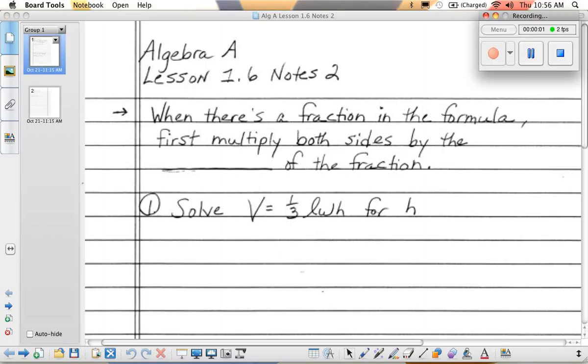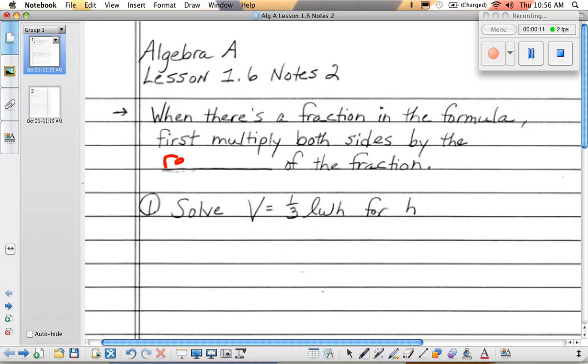Okay, so in the first type of problem that we're going to learn how to do today, when there's a fraction in the formula, first multiply both sides by the reciprocal. R-E-C-I-P-R-O-C-A-L. So, the reciprocal of the fraction.